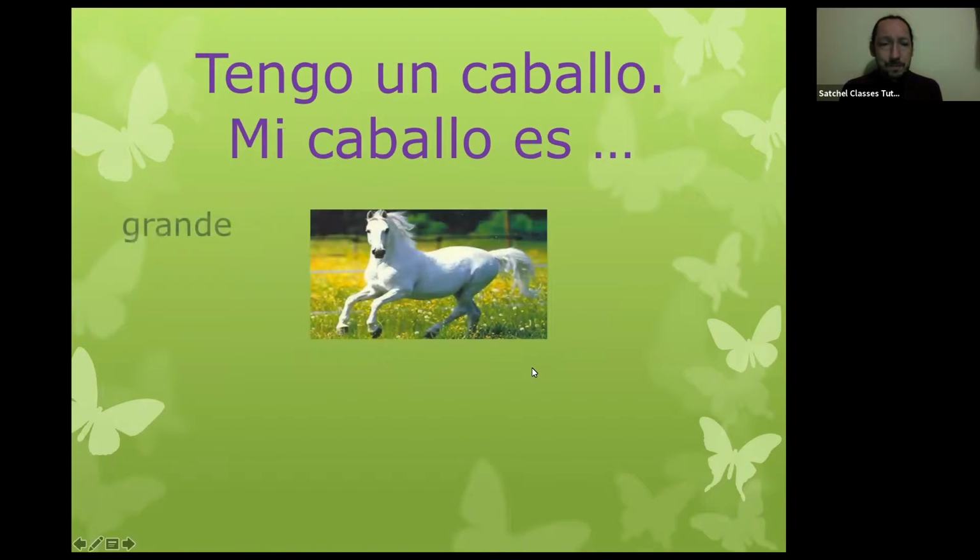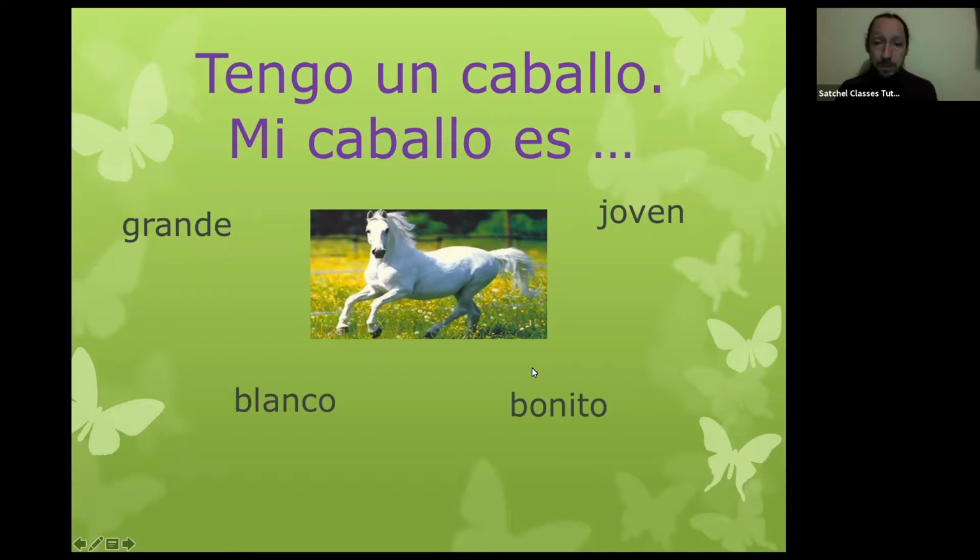And what is my horse like? Well, there it is. Grande, joven, blanco, bonito. So I have a big horse, a young horse, a white horse, and a beautiful horse. All of these four adjectives are really good when you're describing your pets.